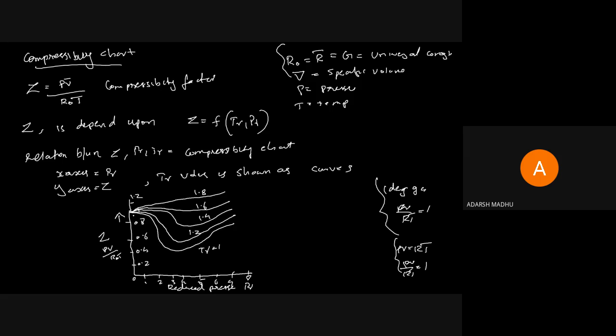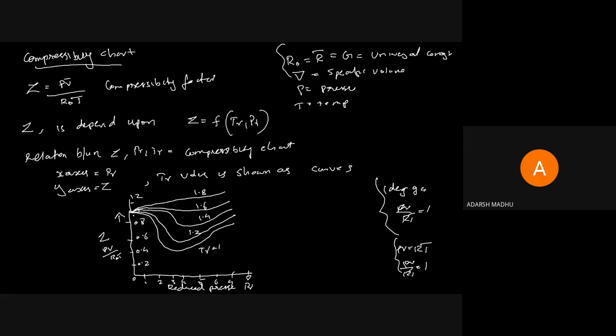It is known as the compressibility chart. For this session, we have studied reduced properties, PR, TR, and VR, and the law of corresponding states, that is VR equals a function of TR and PR. That is, if any two gases have the same values of TR and PR, they also have the same value of VR. Reduced volume is a function of reduced temperature and pressure.